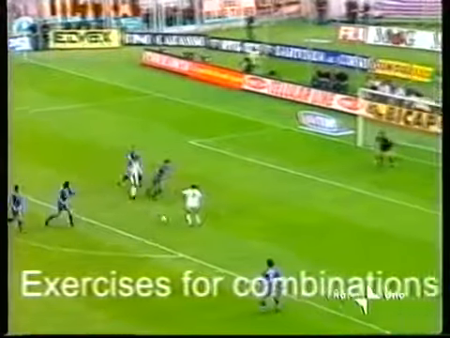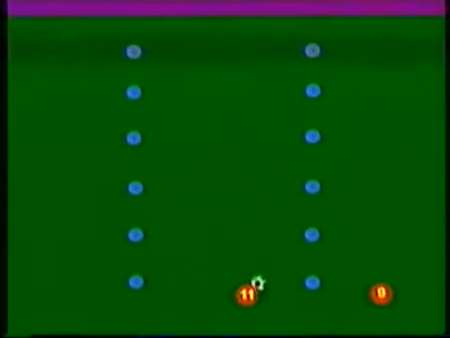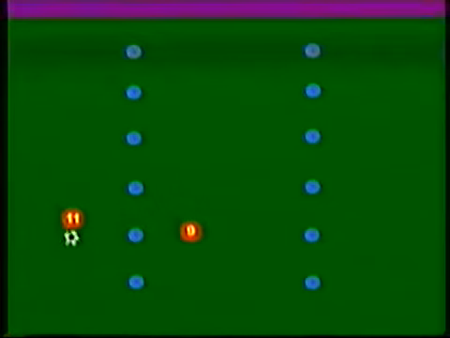Exercises for combinations. These exercises are aimed at improving the final touch skills in combinations between 2 players. Exercise to improve the timing of the movements between 2 players and to improve the ability to pass the ball into a teammate's stride. This exercise is carried out by 2 players who pass the ball to each other without hitting the cones on the track.